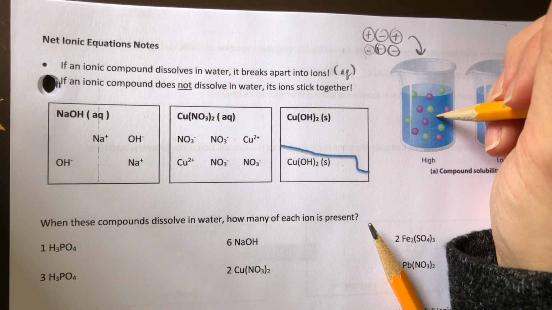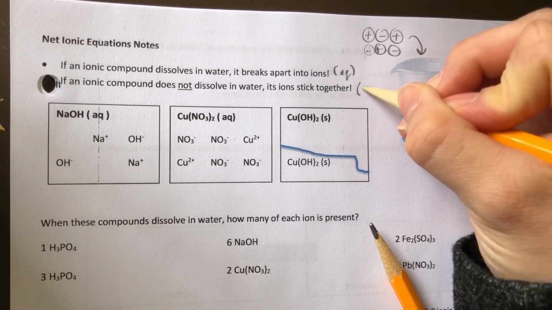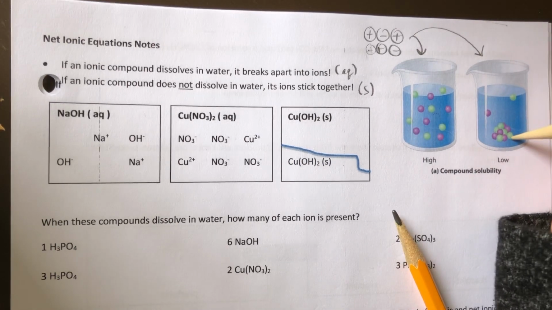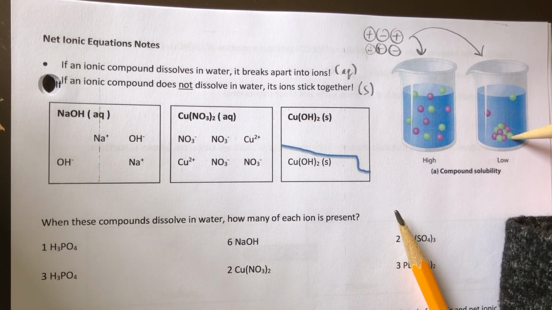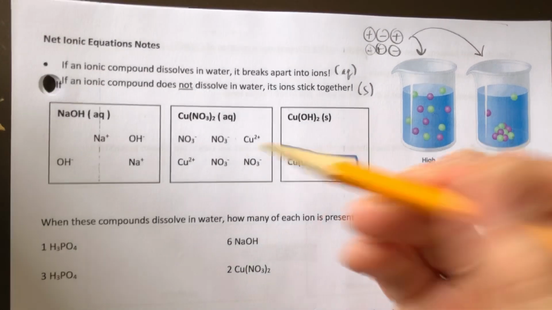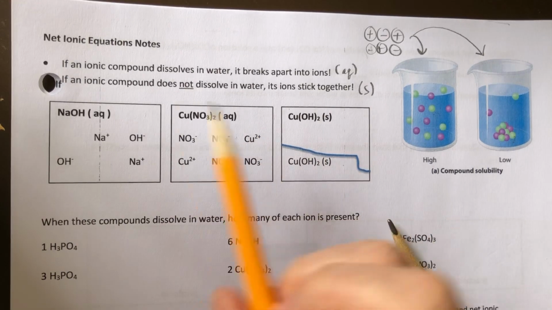But on our solubility chart, we know that some ionic compounds do not dissolve in water. Those are the ones that we see as a solid. So if we put those into the water, they end up still sticking together. And that's why they do not dissolve, because they stick together as a solid. So you can see those examples here.